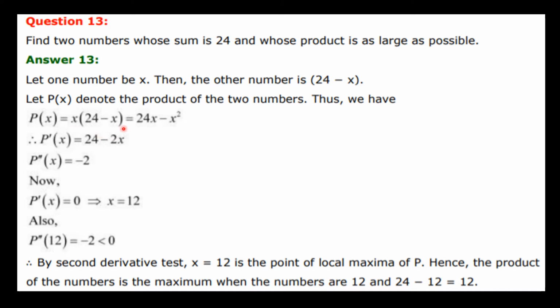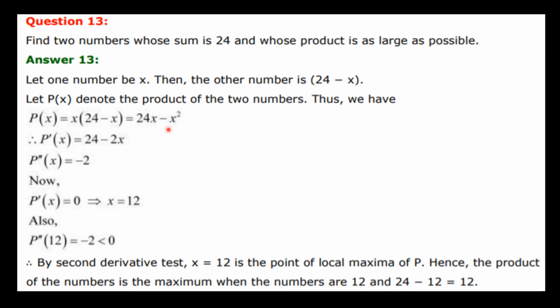Understood this step, my children? Understood this function p of x? Right. That is equal to, now we use the distributive property, x into 24. What will you get here? 24 minus x into x. What will you get here? x square. Understood this step, my children? Right. So this is the given function p of x.